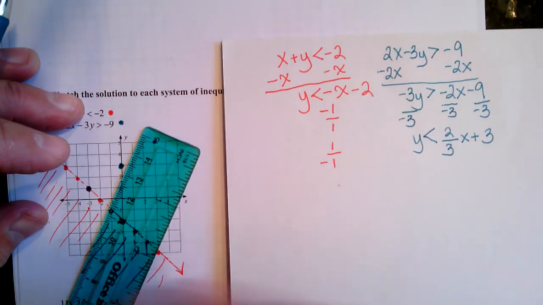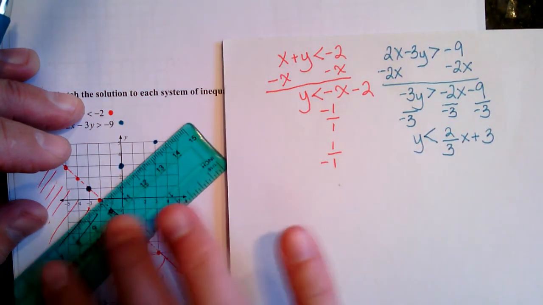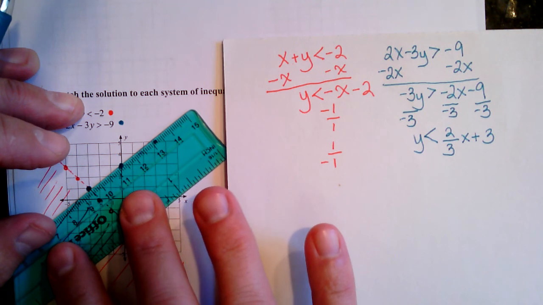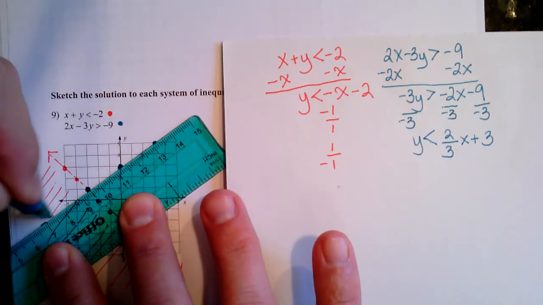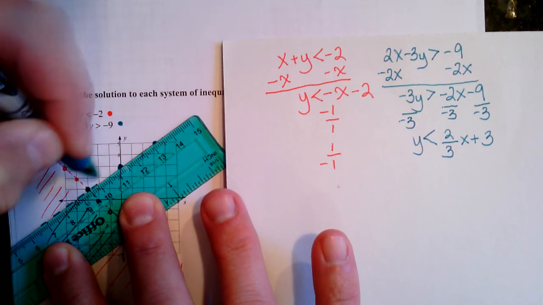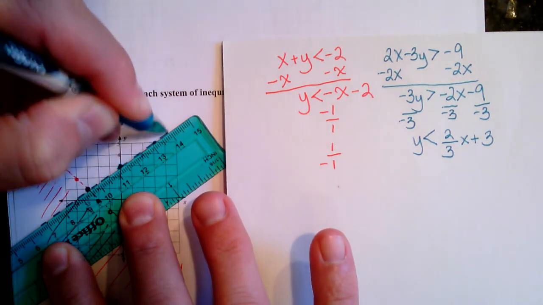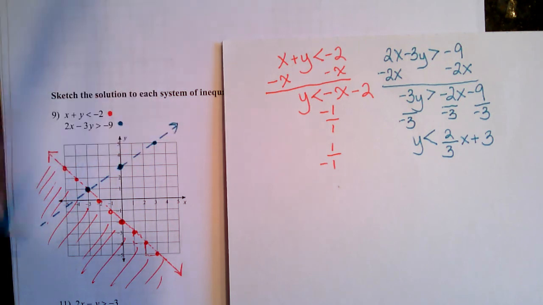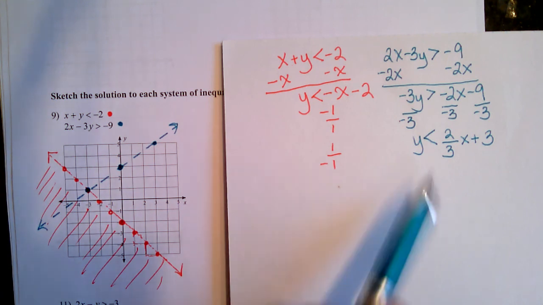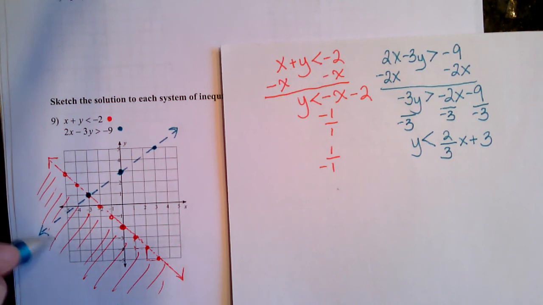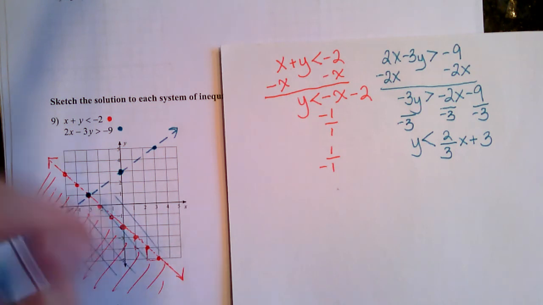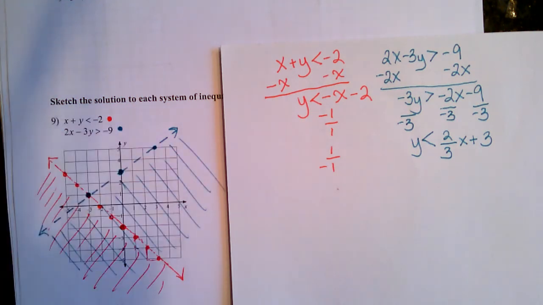Again, it is just an inequality, meaning it does not include the line. So again, it's another dotted line. Okay, so here's my dotted line that represents the second equation. And I'm going to graph all values of y below that. So below that line, everything below that line.